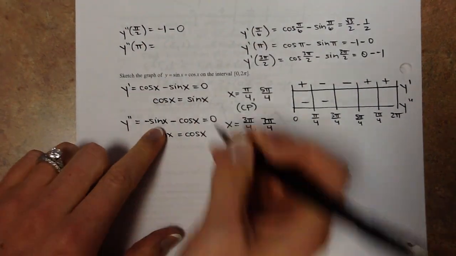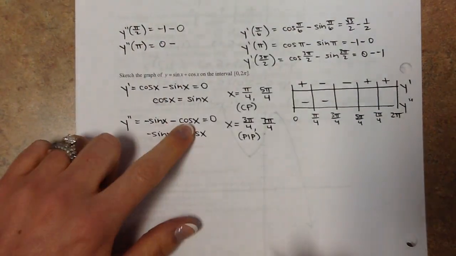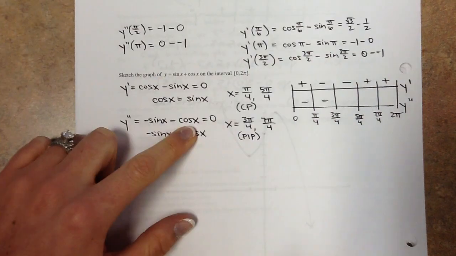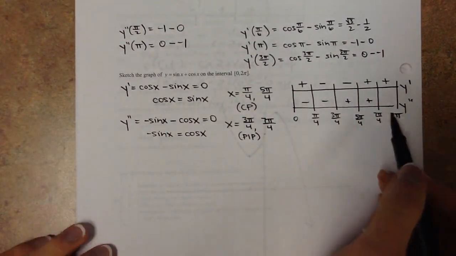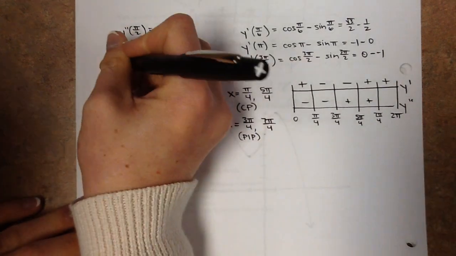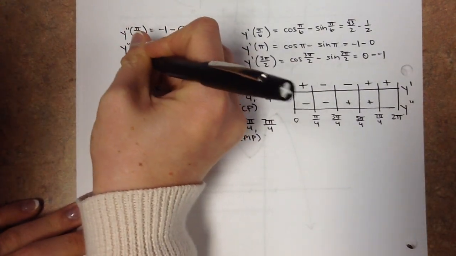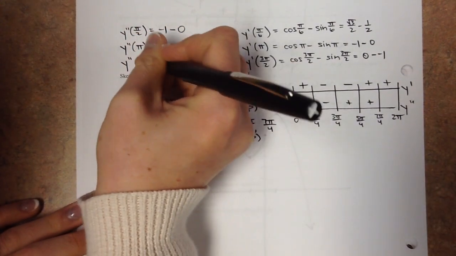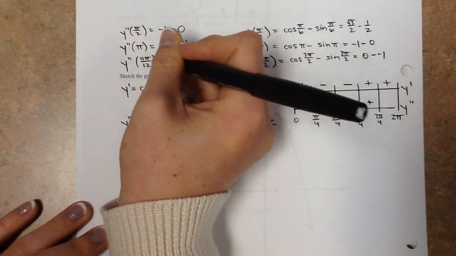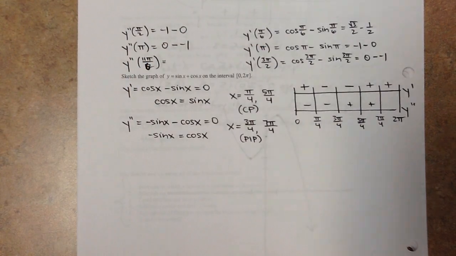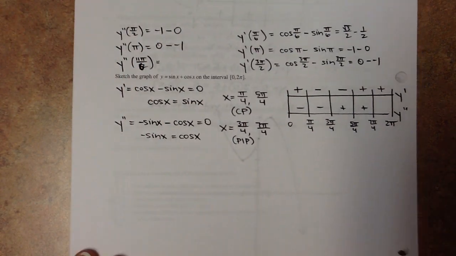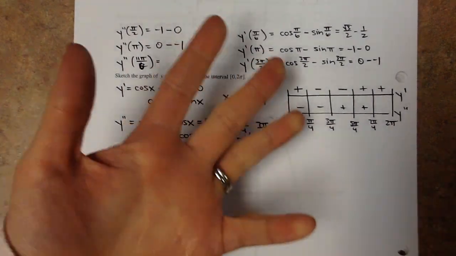Okay, so negative sine of pi is 0, minus cosine of pi is negative 1. So that comes out positive. And then something between 7 pi over 4 and 2 pi, unfortunately, the only thing available to us is 11 pi over 6. Okay, so 11 pi over 6.